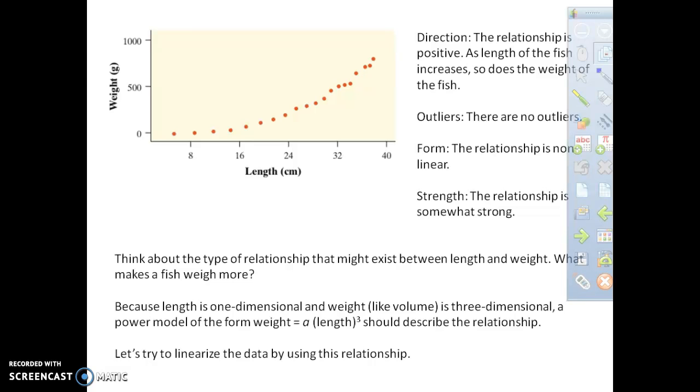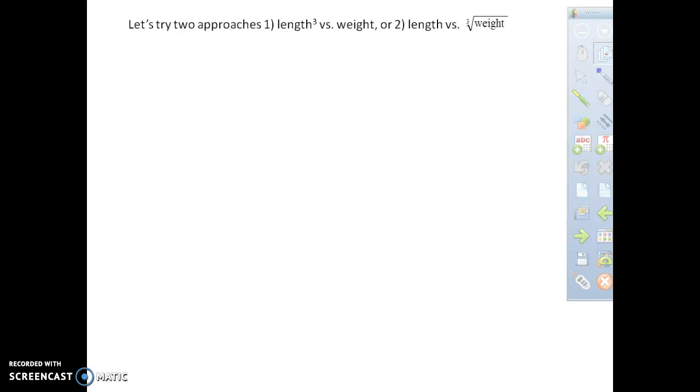So you've dealt with these in math before, where you've dealt with a quadratic or a cube, something to that, or even a square root is also a power relationship where the power would be 1/2. So let's go ahead and see how we could linearize this relationship. There are two approaches we could take. We can either make both variables three-dimensional, which would be cubing length, and then weight is, of course, already three-dimensional, or we could make both variables one-dimensional, where we take the cube root of weight versus length, which is already one-dimensional. So in either case, you're going to be transforming one of the variables for this particular analysis.